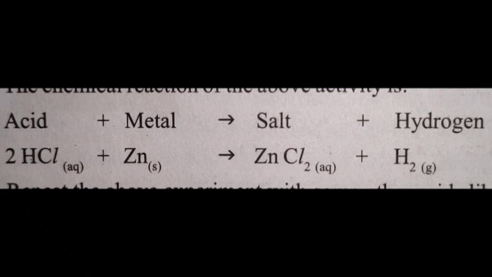This is the equation. Acid plus metal gives rise to salt plus hydrogen. 2HCl plus Zn gives rise to ZnCl2 plus H2. In the equation, in brackets, they have given aq, which means aqueous solution, s means solid, g means gas. It indicates the state of the substance.